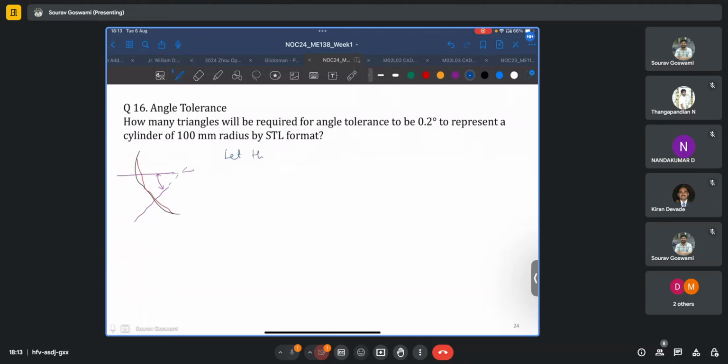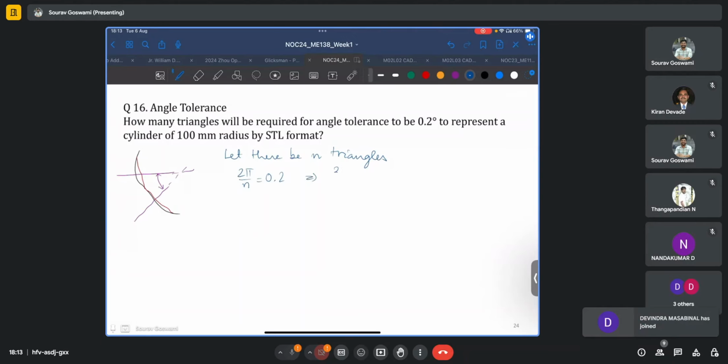So, let there be n triangles that are used to tessellate this cylinder. Then we have 2 pi by n is 0.2, or we can also do in degrees. So 360 by n is 0.2, or therefore n is equal to 1800.